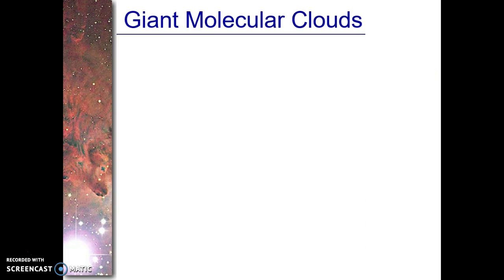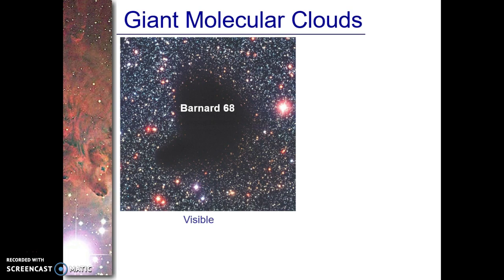All right, so as we've stated, stars are born from the gas and the dust of the interstellar medium. So what are giant molecular clouds? Here's an example of a giant molecular cloud. This is Barnard 68, seen through visible light. It's very dark, it's very cold, and they're very dense clouds. They obscure the light of the stars behind them. So if you look at visible light, you can't see anything behind it.